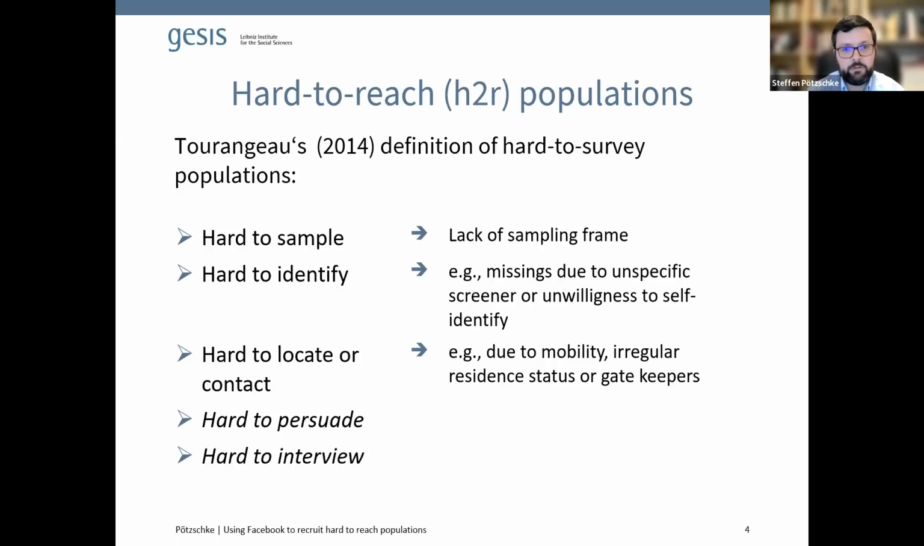These are hard-to-sample populations, for example, people for whom we have no other sampling frame. We can use the functionality to reach hard-to-identify populations, and populations which are hard to locate or to contact, for example, due to mobility behavior or because there are gatekeepers present.